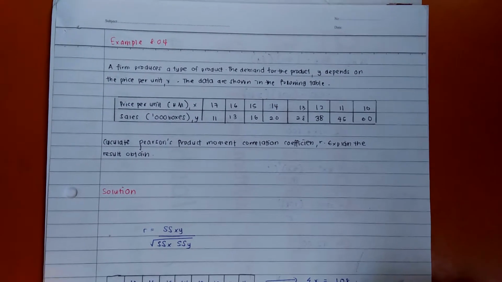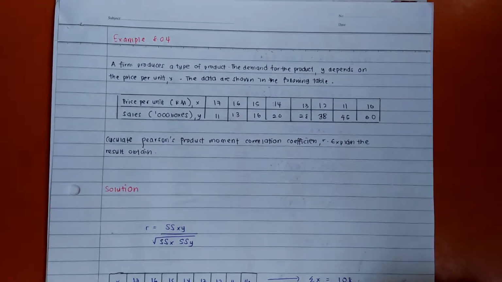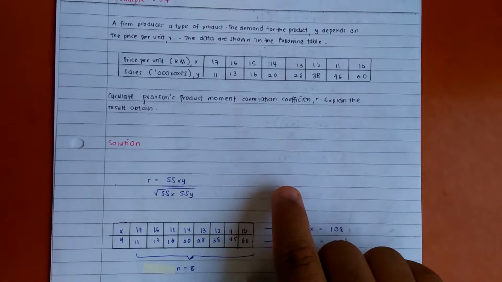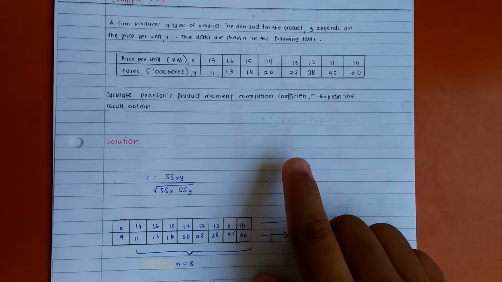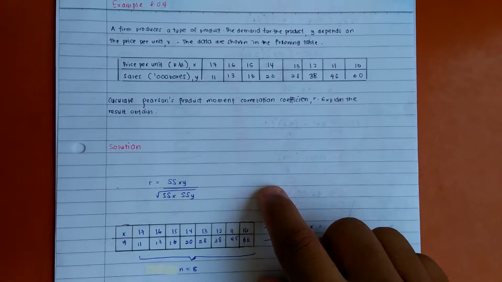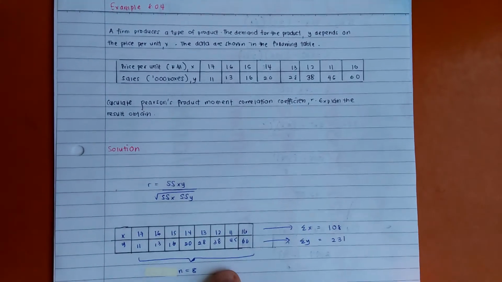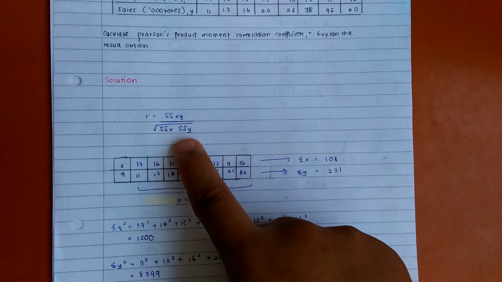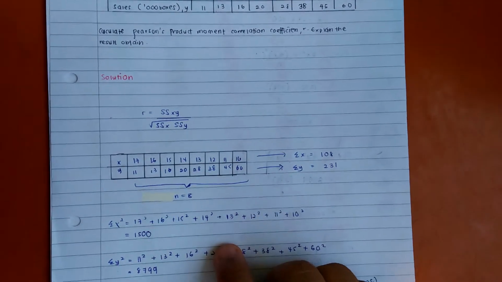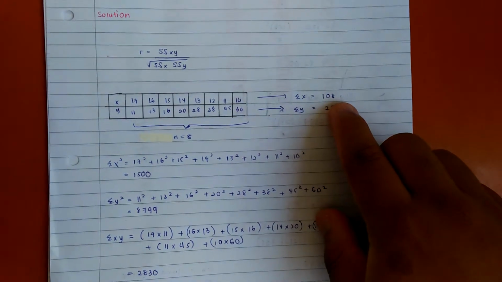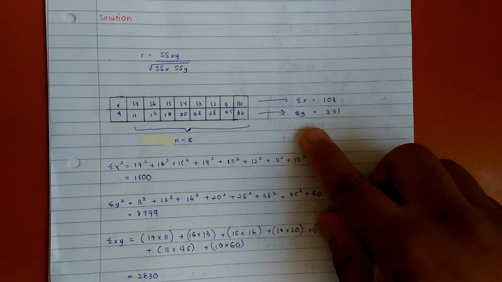Let's take a look at the example. To find the Pearson product moment correlation coefficient r for this question, using the equation given, we must find SSxy, SSx, and SSy. First of all, we must find the summation of x, which is 108, and the summation of y is 231.